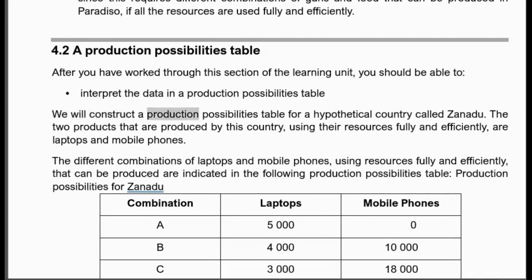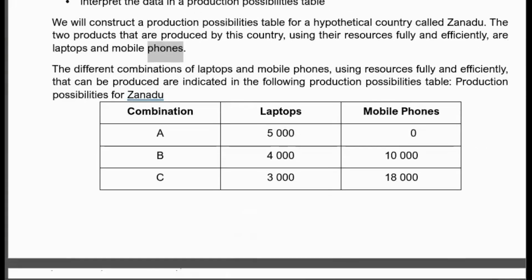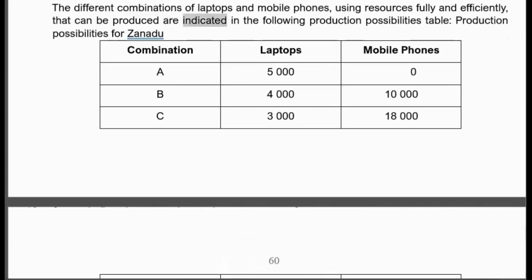We will construct a production possibilities table for a hypothetical country called Xanadu. The 2 products that are produced by this country, using their resources fully and efficiently, are laptops and mobile phones. The different combinations of laptops and mobile phones, using resources fully and efficiently, that can be produced are indicated in the following production possibilities table. Production possibilities for Xanadu.